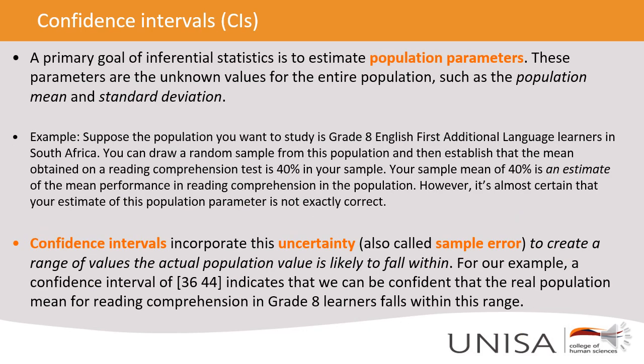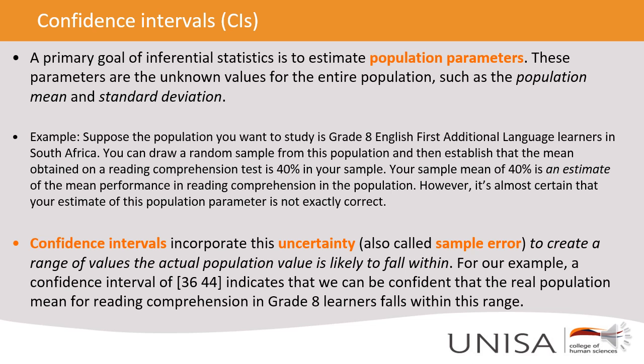Let's turn to confidence intervals. A primary goal of inferential statistics is to estimate population parameters. These parameters are the unknown values for the entire population, such as the population mean and standard deviation. Population parameters are almost always unknown, as it is typically impossible to include the entire population in any study.